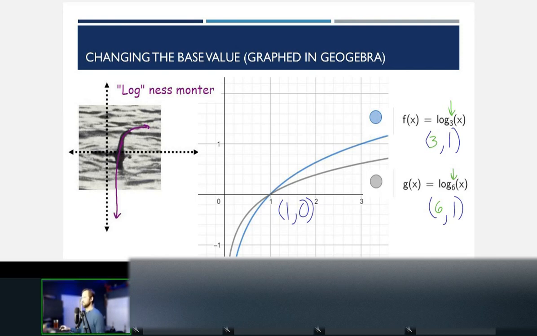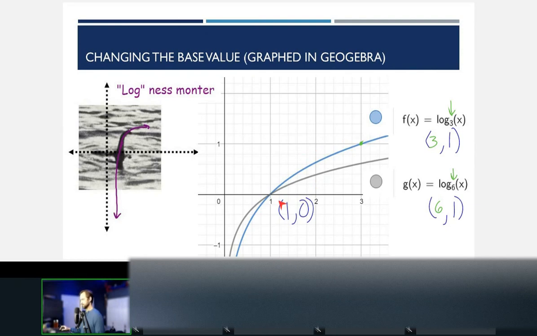And we can see that for the blue function, f of x, 3, 1, it's this point right here. And then if we could see the rest of the graph, we would see that this gray one, this g of x function, will hit the point at 6, 1. And you can kind of see based on that path, 6, 1 is somewhere over here. So that is important to know.